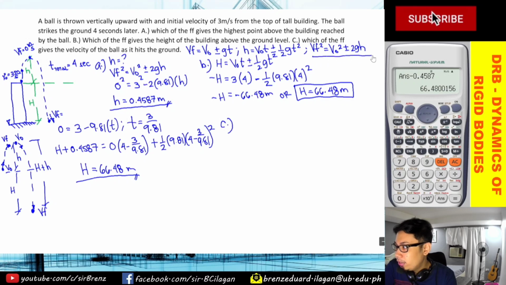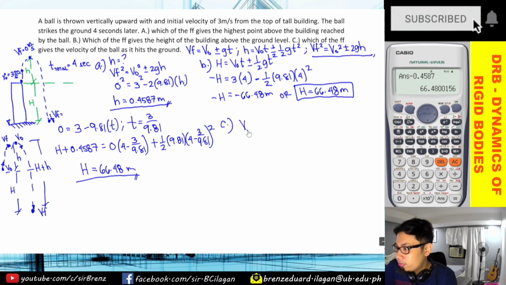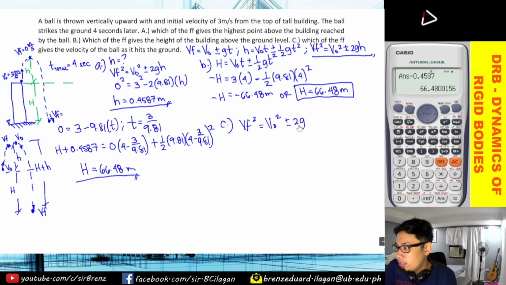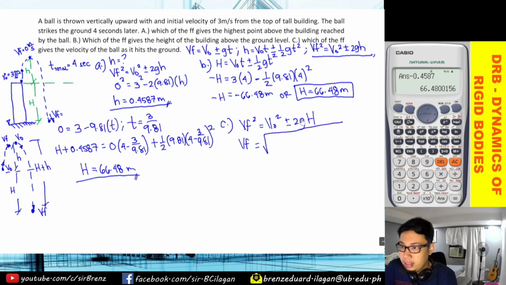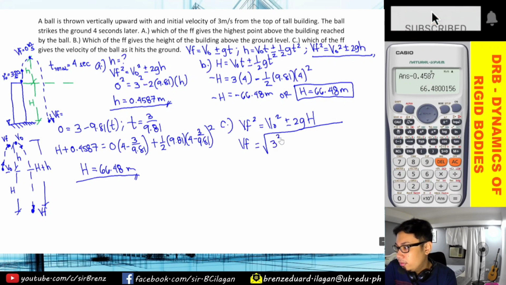So, we can use the third equation. So, vf squared is equals to initial. So, yung buong system na coming from the start hanggang ma-reach siya yung ano. So, plus or minus 2g. So, kukunin natin dito is yung displacement ng dalawa. So, that is h. So, vf squared. So, i-vf ko na lang siya is equals to the square root of initial velocity. So, pataas. 3 squared. Ito pala, since pababa to, so ito is minus.